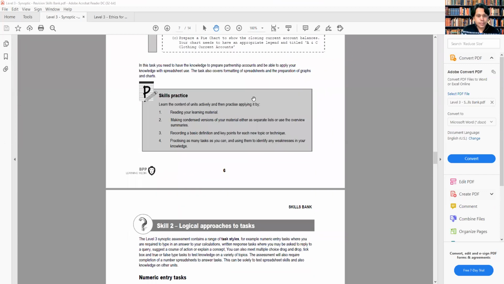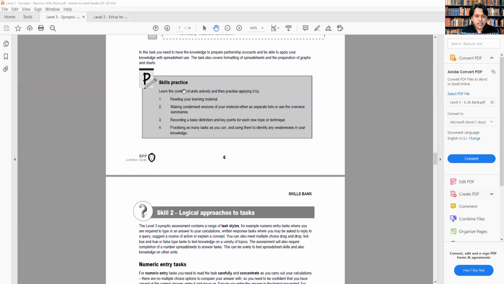All right, so the next point we have here is skill practice, the way you practice. Learn the content of the unit actively and then practice applying it by reading your learning material. So the book and the question bank will help you to learn all of this.